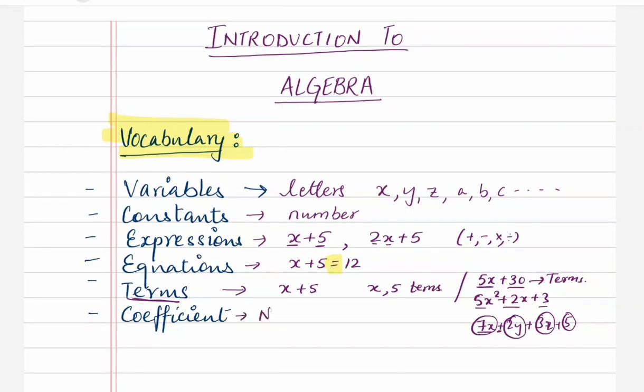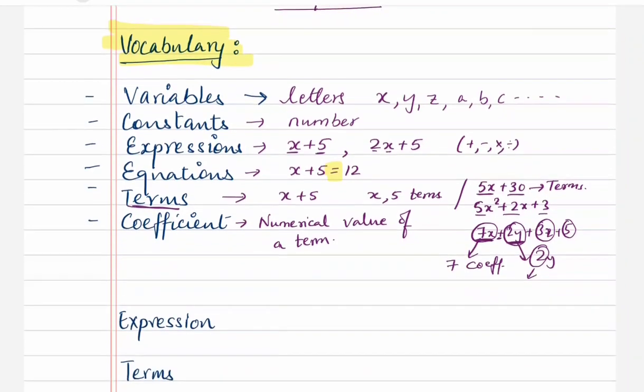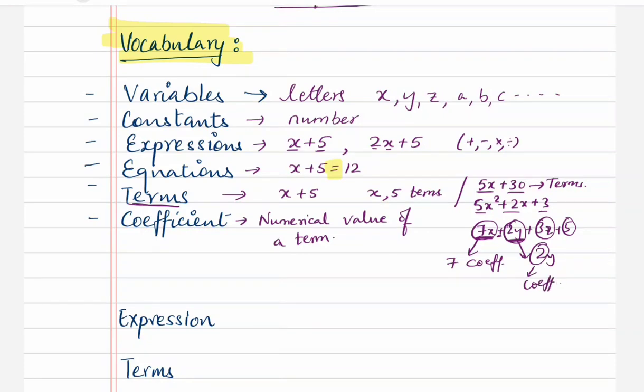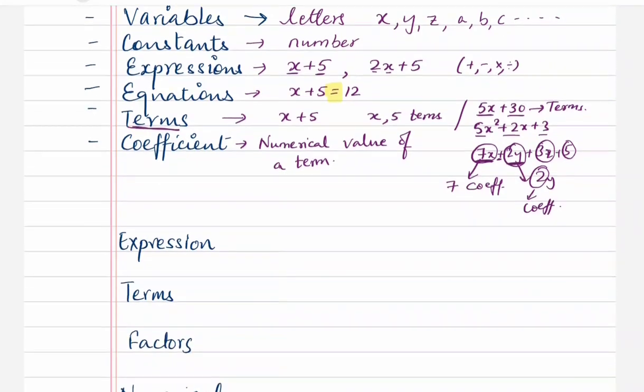Coefficients are the numerical value of a term, right? So here, if the term is 7x, your 7 is the coefficient, right? In this one, 2y is your term, and 2 is the coefficient, right? I hope it's making sense. Let's do a little bit more of this.